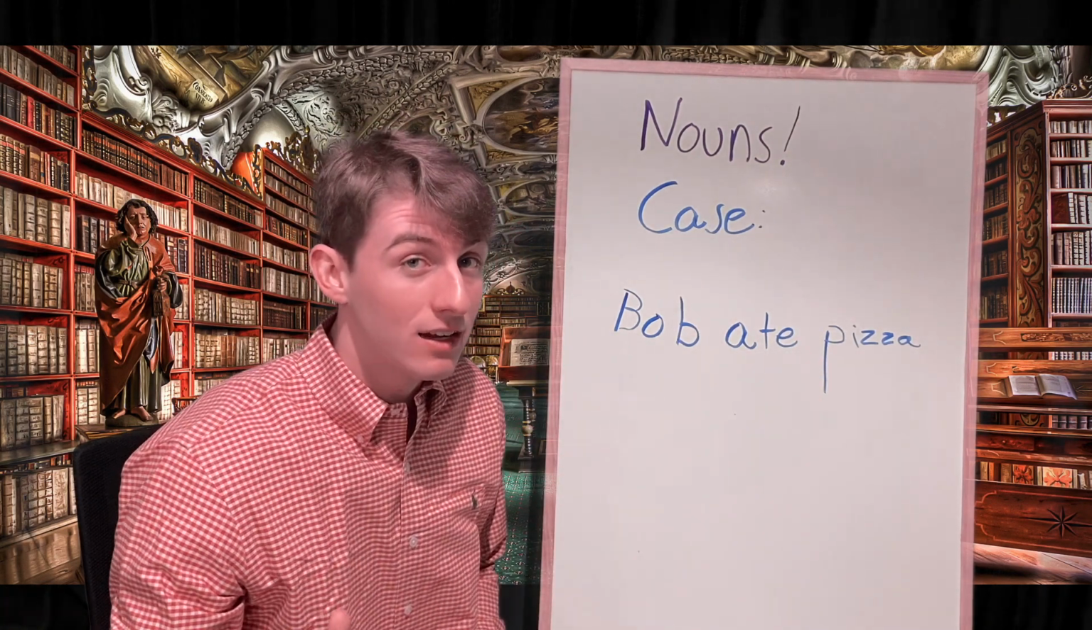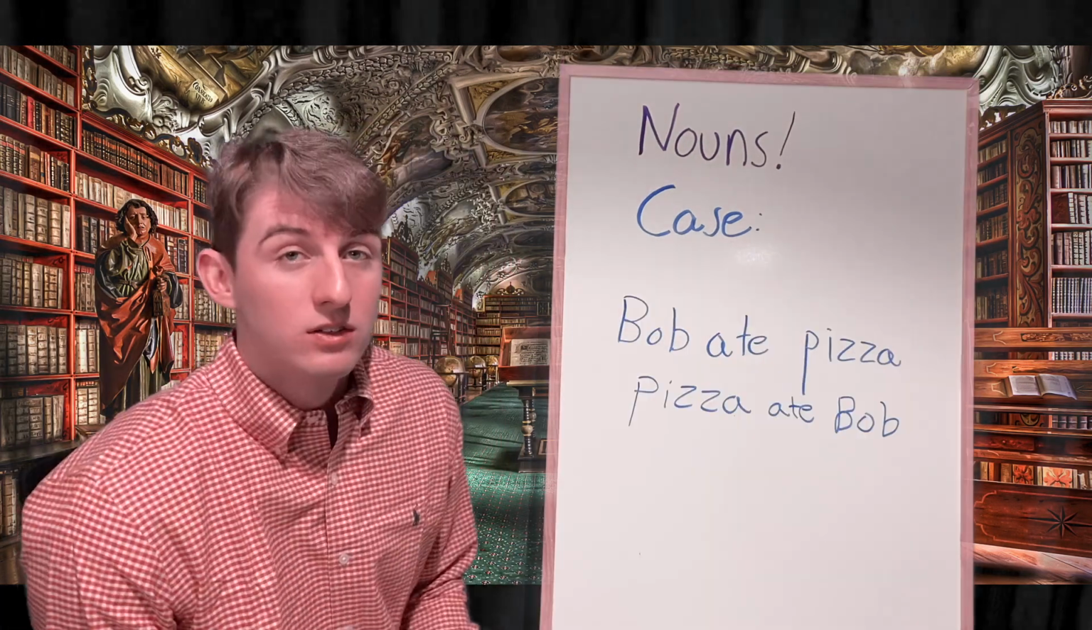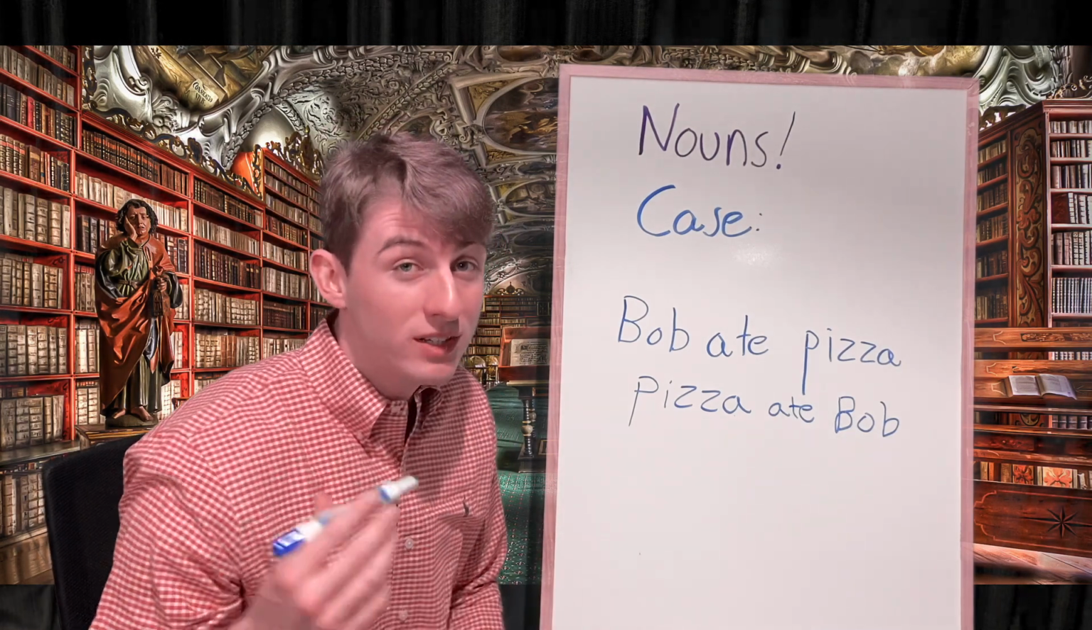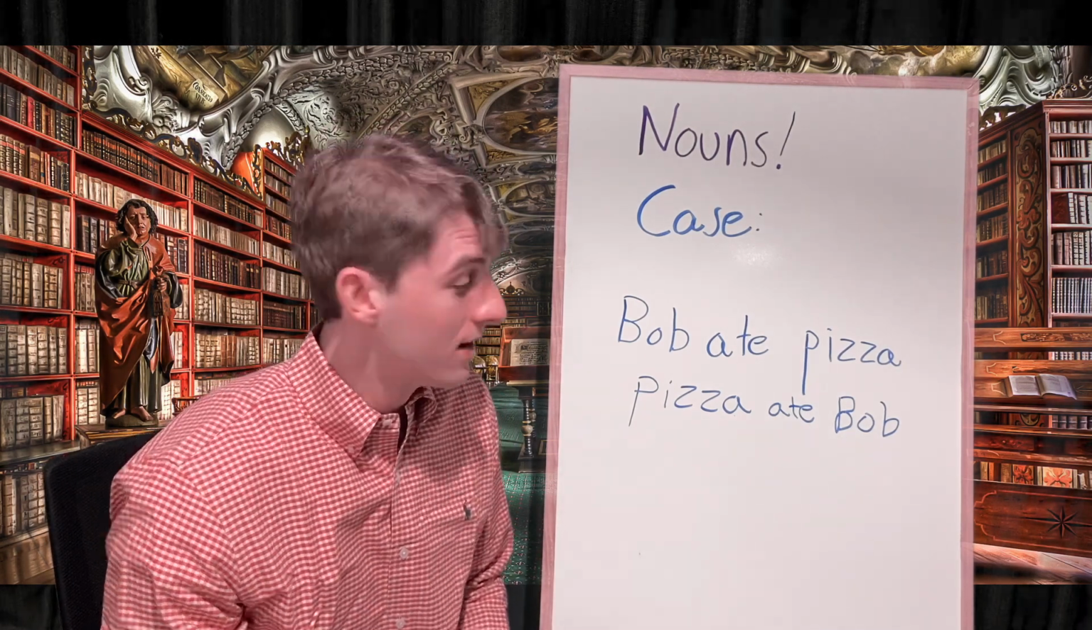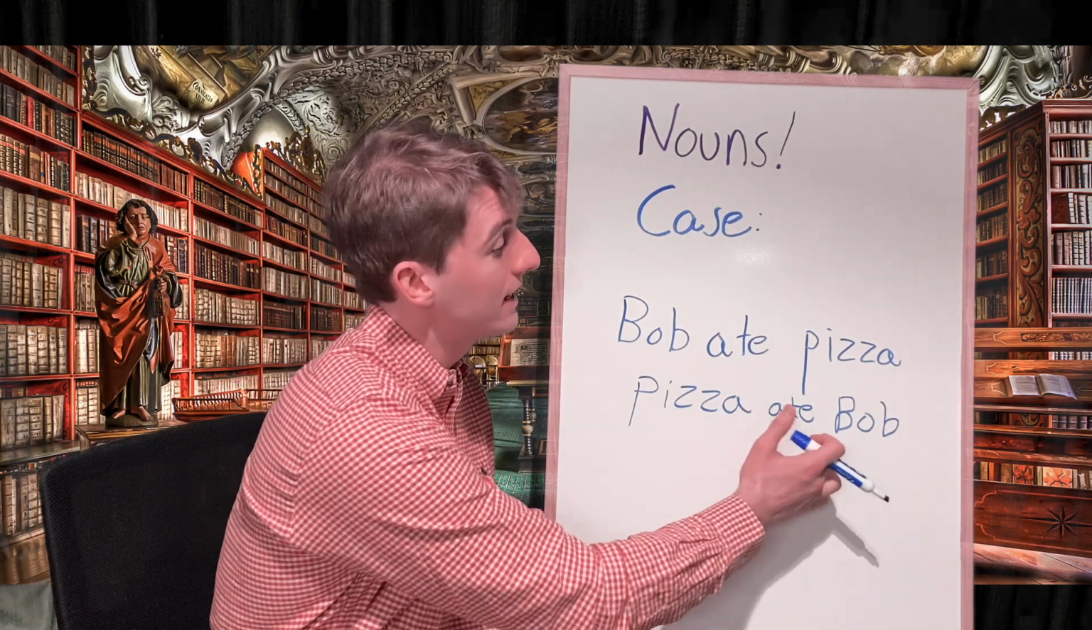But in Akkadian, you wouldn't have to put these in order to understand the meaning of the sentence. So if we were to rearrange these words in English, pizza ate Bob, it would completely change the meaning of the sentence. Now pizza is the subject performing the action, which is eating Bob.